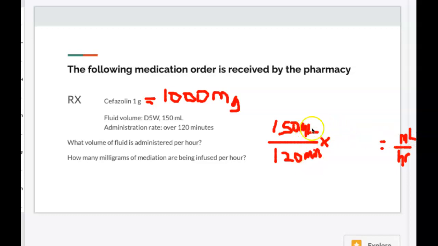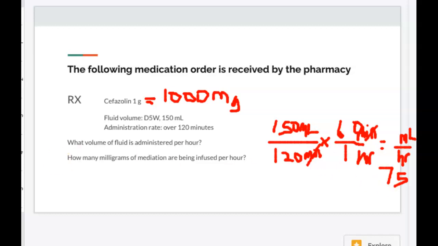So we're in milliliters per minute, so we have to convert our minutes to hours. So minutes on the top, because we want to get rid of that, right? We want to be able to cross that off, and hours on the bottom. Okay, now how many minutes are in an hour? There's 60 minutes in 1 hour. So we can cross off our minutes, and then you're going to just calculate it. 150 times 60 divided by 120. The answer is 75. And that's your answer to that part right there.